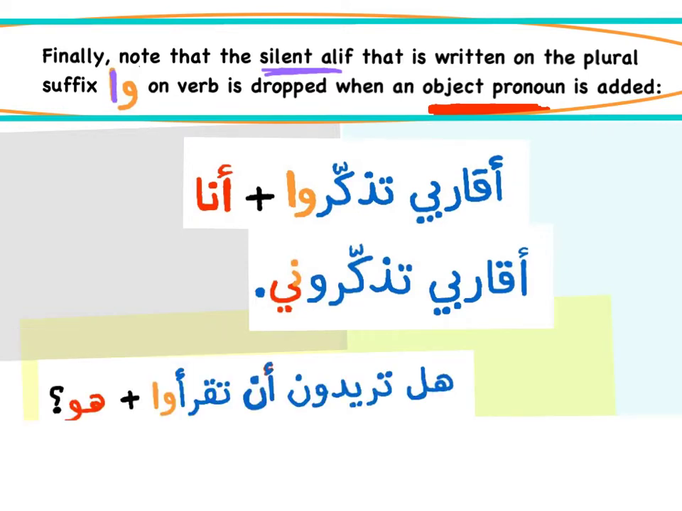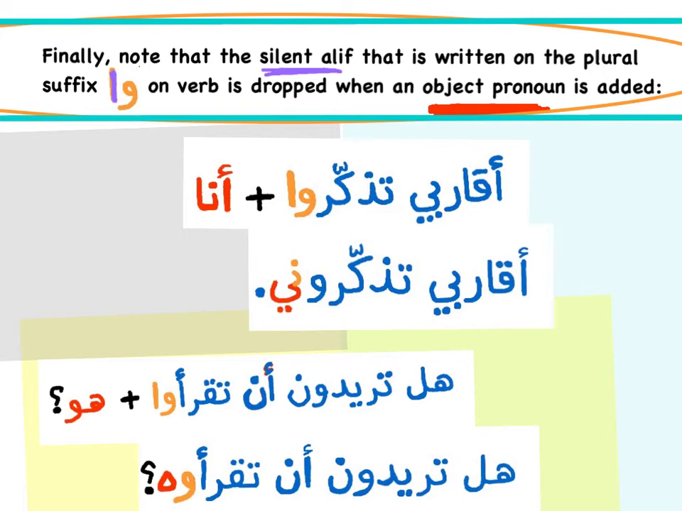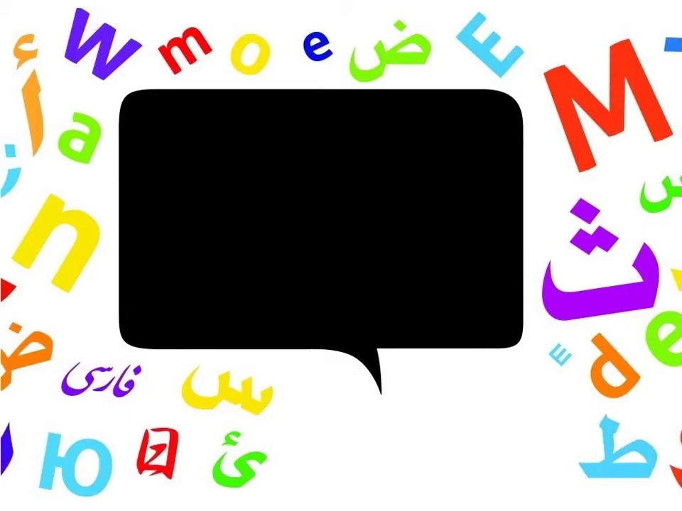In this example, هل تريدون أن تقرأوا هو, so هو is referring to a book. هل تريدون أن تقرأوا, do you want to read, and as an attached object pronoun it would be who, so it would be هل تريدون أن تقرأوه. Notice how the alif has been dropped, the هو was replaced by the attached pronoun تقرأوه. Easy.